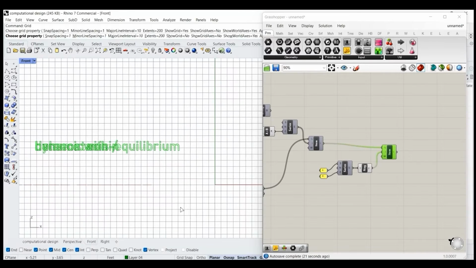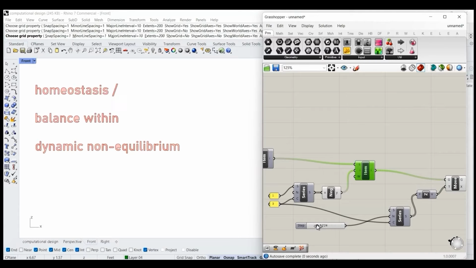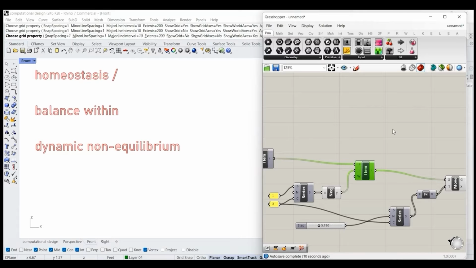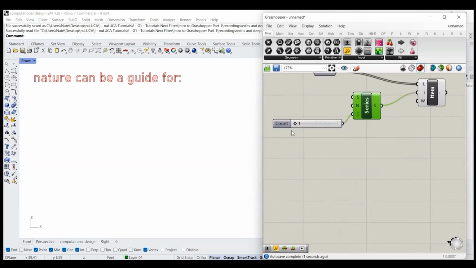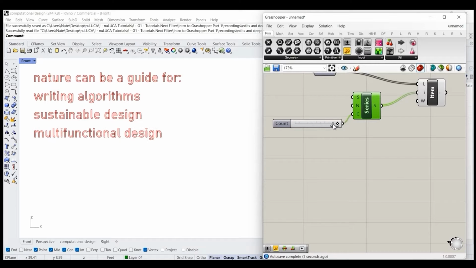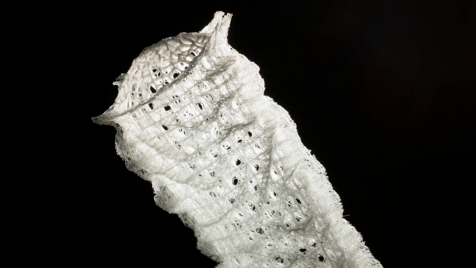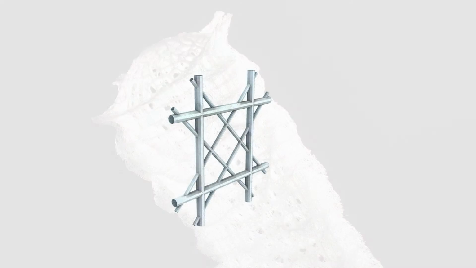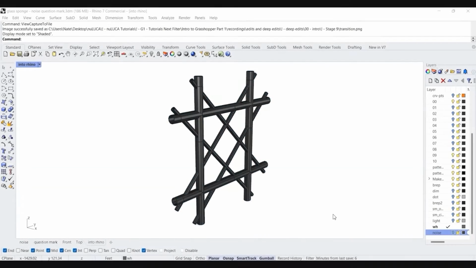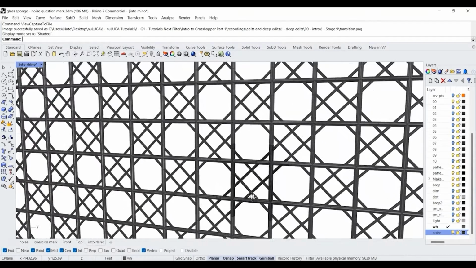And so examining systems in nature can be for us a guide to understanding complex systems everywhere, to understanding all kinds of human systems, to writing algorithms, heuristics, to sustainable design, to more integrated design, to multifunctional design. There's a lot to gain from these different perspectives. But for this first one, we'll take a really simple example, something that's very easy to implement. We'll look at a spatial pattern in nature and bring that into Rhino using the language of Grasshopper.